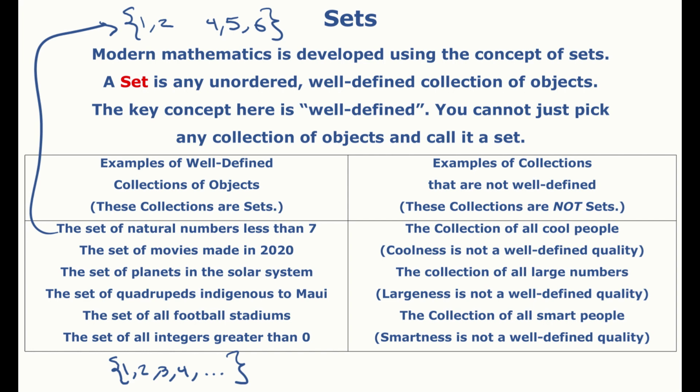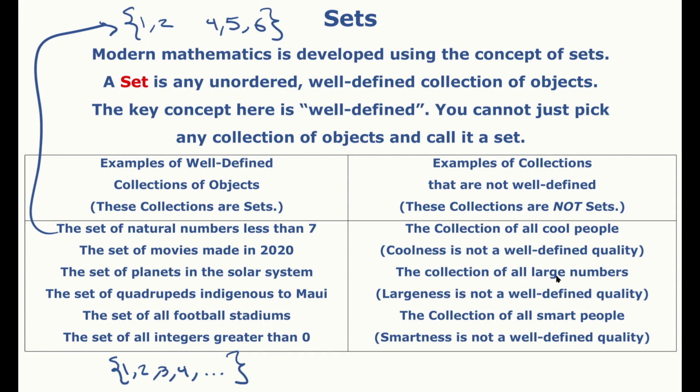some collection of objects that are not well defined and therefore would not be considered mathematical sets, right? So what about the collection of all cool people? Yeah, I mean, you may have an idea of what kind of a person is cool, but that may be very different from what somebody else considers a person who is cool to be. So coolness is not a well-defined quality, so that would not qualify as a well-defined mathematical collection, therefore not a set.